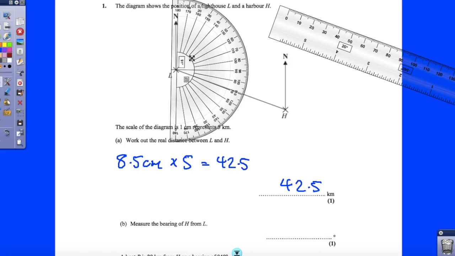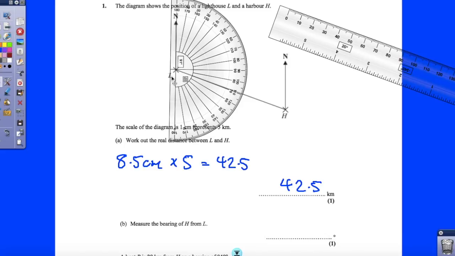and I can't exactly get it lined up just due to this program that I'm using, but if I had that exactly lined up on the north line, that would say, well, read around from 0 on the outside numbers. So if I'm looking at the outside numbers here, I get 110 degrees. So the bearing of H from L is 110 degrees.